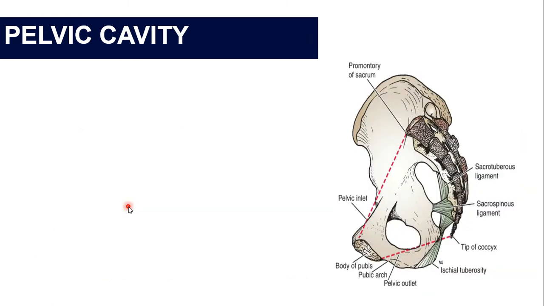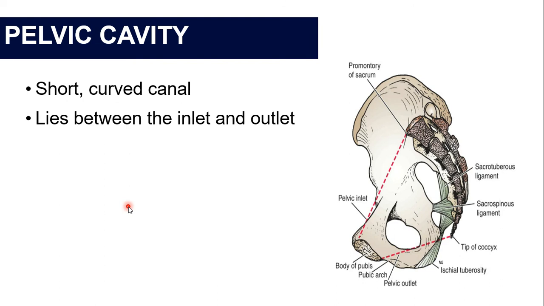Now, let's define our pelvic cavity. This is a short, curved canal with a shallow anterior wall and a much deeper posterior wall that lies between the inlet and the outlet. So if this is your promontory of the sacrum, this is the pubis, and between the promontory of the sacrum and the pubis is your pelvic inlet. Next, the area here is your pelvic outlet, from the tip of the coccyx down to the pubic arch, and in between them is what we call your pelvic cavity.